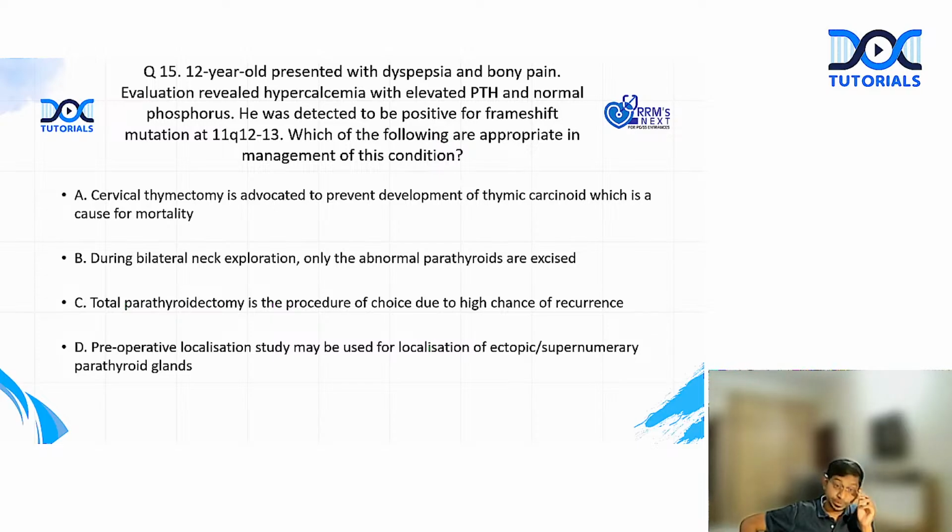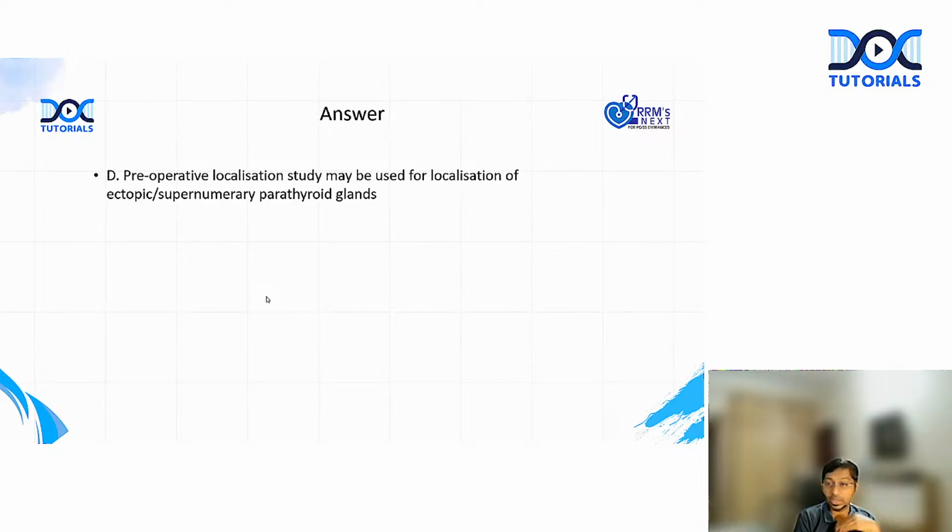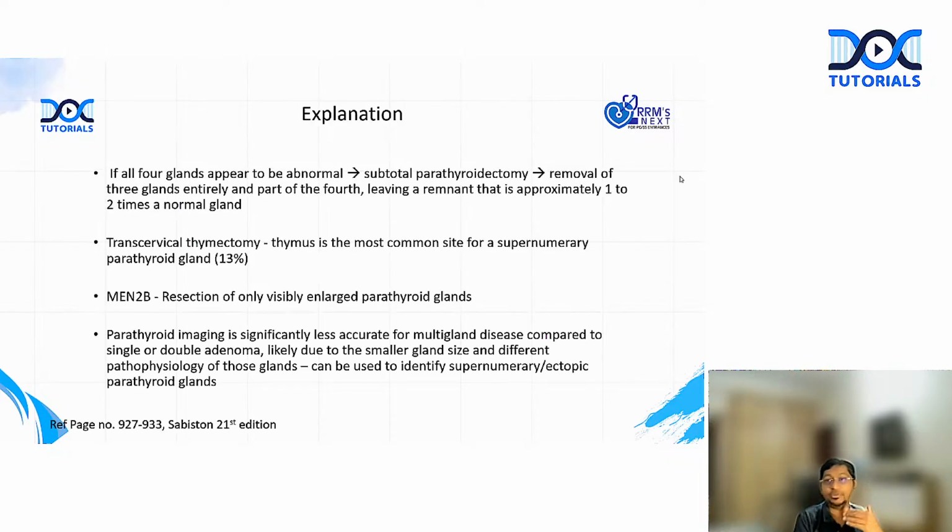But here we are going to use the preoperative localization study basically to localize whether there are any ectopic or supernumerary parathyroid glands. In normal patients, about 5 to 15% can have ectopic or supernumerary glands, whereas in multiglandular disease or familial hyperparathyroidism, this number may go up to 30%. So if all 4 glands are abnormal, do a subtotal parathyroidectomy where you basically do a 3.5 gland excision, leaving behind a half gland remnant which is equal to the weight of one normal gland.